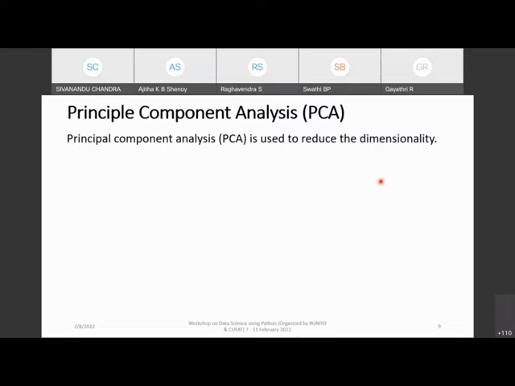Other than this, many other dimensionality reduction techniques are also there, like wavelet transformation and singular value decomposition, and many others. I am going to discuss principal component analysis.